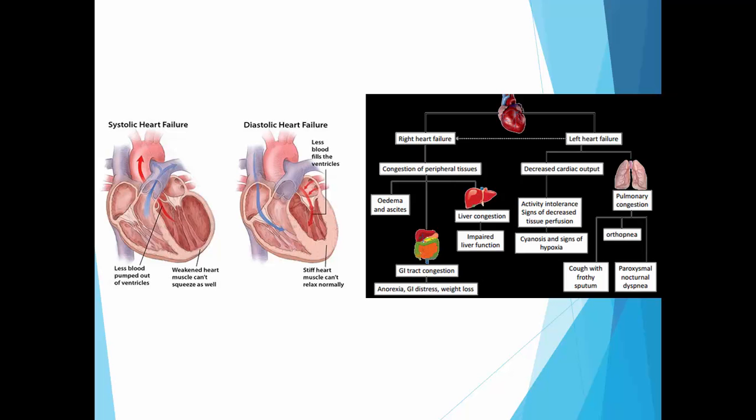Then it's also showing you the difference between right-sided and left-sided heart failure, and it kind of goes along with right going congestion of the peripheral tissues, which we talked about, swelling there. So they may have edema, ascites, liver congestion and impaired function, GI tract congestion. And so that's why it affects the abdominal cavity and the peripheral tissues.